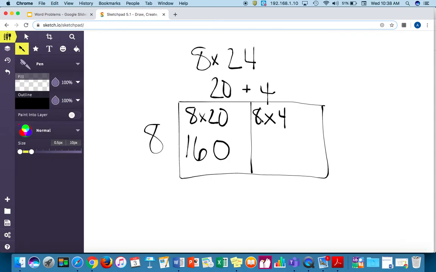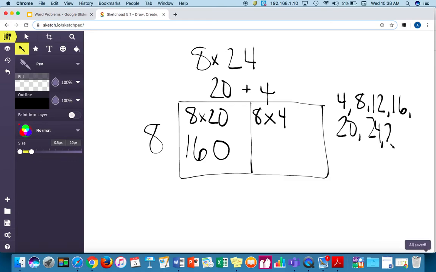If you don't know 4 times 8, you can skip count. You can draw a picture. I'm going to skip count. 4, 8, 12, 16, 1, 2, 3, 4. I have 4 more to go. If I get stuck at 16, I can count 4 more on. 20, 24. If I get stuck at 24, I can count 4 more on. 28. And then, last one, 32.